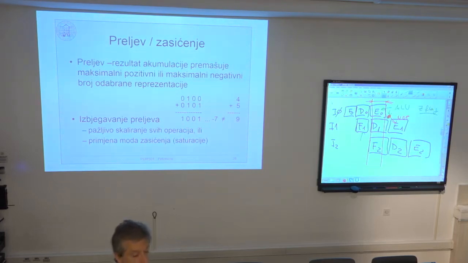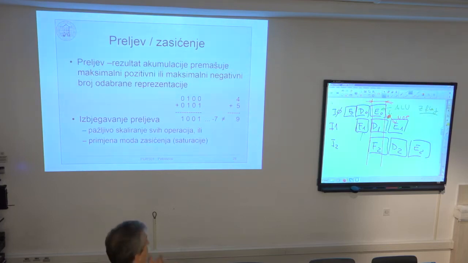The largest positive value is 7. Okay, so what happens if I have this result 9? Of course, a normal ALU is a full adder. It simply adds 1 plus 0 is 1, 0 plus 0 is 0, 1 plus 1 is 0, 1 carry, 0 plus 0 plus carry, 1. Okay, and the final result, if I take this value as a 2's complement value, this is minus 7, not 9.